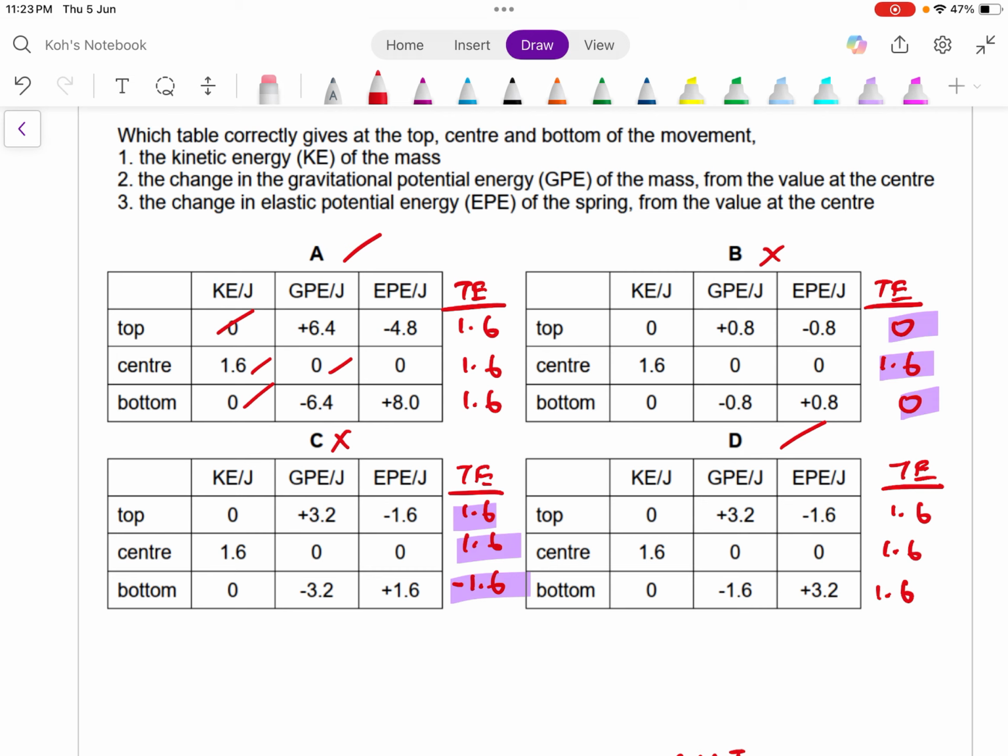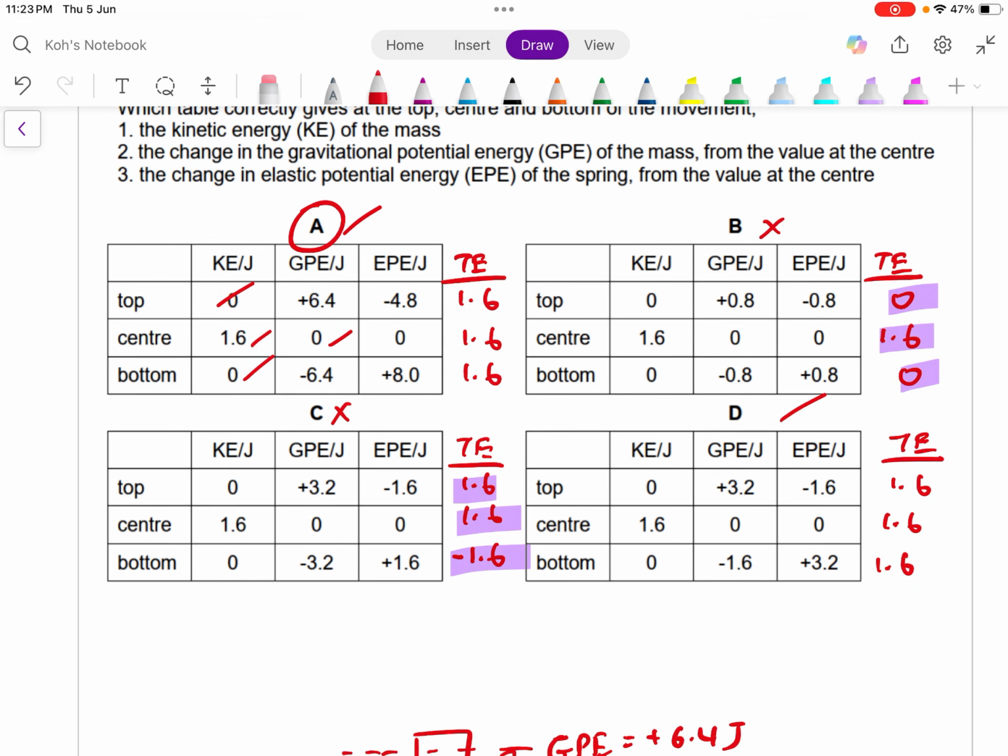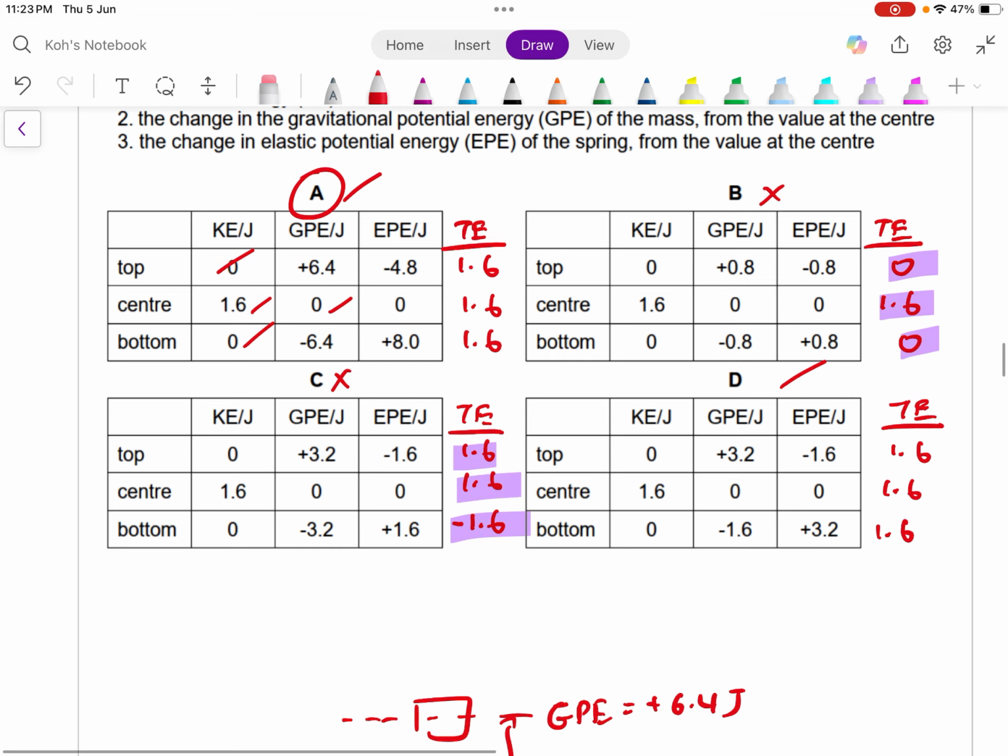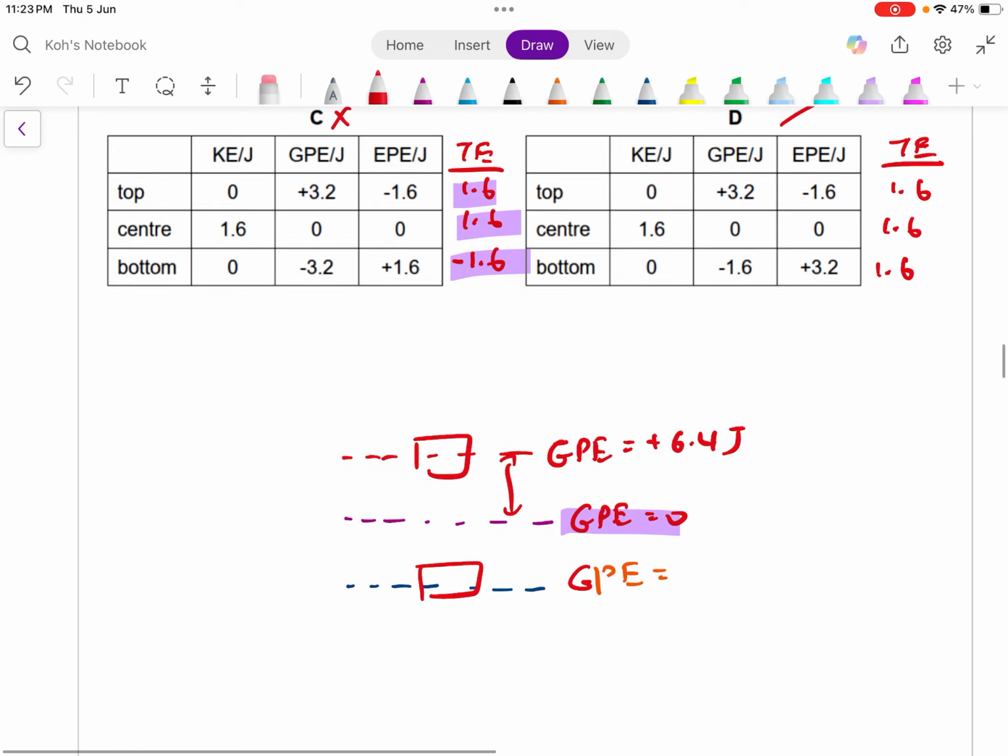Okay, the next is I look at the GPE. So let's take a look at the GPE for option A. Because they set the reference point to be at the center, your GPE is 0 at the center. So as you go to the top, there must be some gain in GPE, so it's a positive 6.4. Then as you go to the bottom, it is negative 6.4 joules. So this should be the correct one because the change must be the same in terms of magnitude. This is 6.4, this is also 6.4.